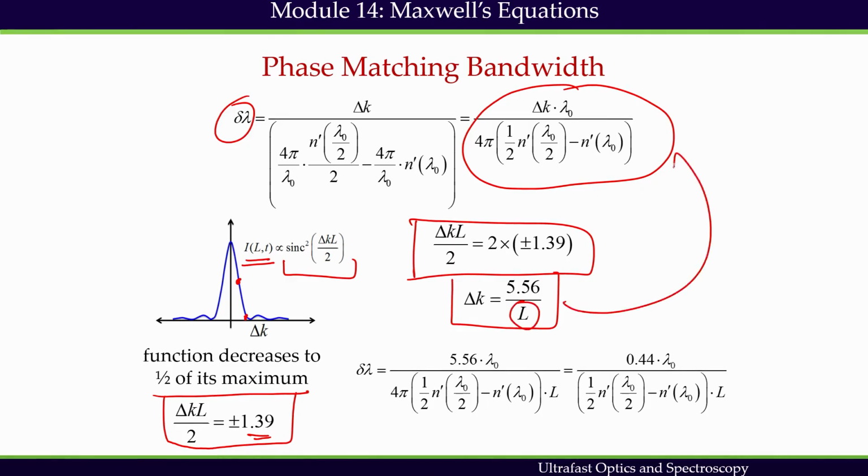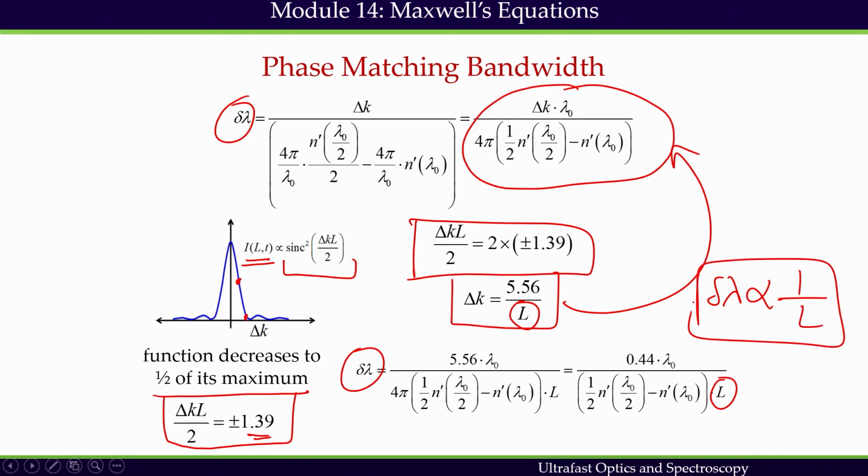So if we plug that in here, we get delta lambda inversely proportional to L. What is important to note here is that if we have a nonlinear medium and a very short pulse, we will have a large delta lambda, so we need a thin crystal.